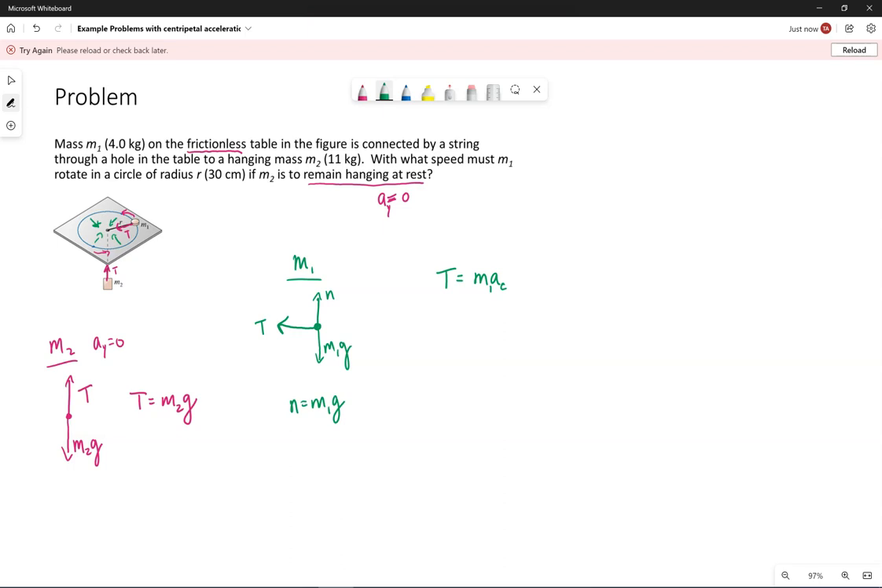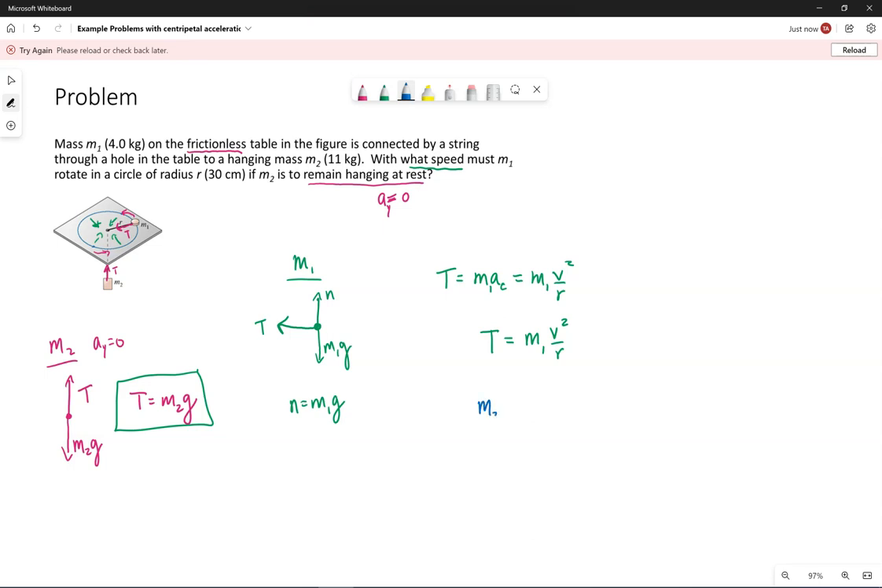All right, so coming back, we want to know the speed m1 must be rotating at to keep m2 hanging at rest. Speed comes into play because centripetal acceleration is equal to v squared over r. So the tension in the string needs to equal m1, the mass of this block, times v squared over r, which represents the acceleration.